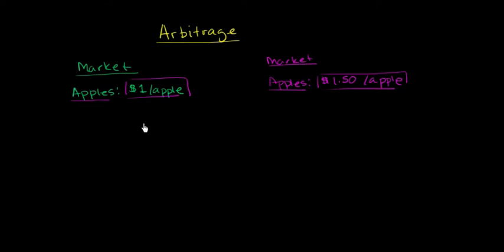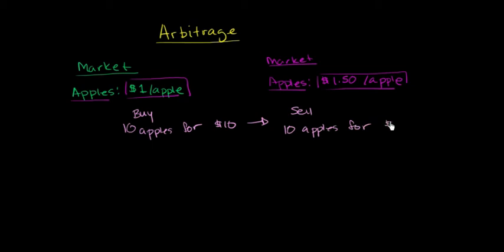You would go to this market over here. You would buy apples. Let's say you buy 10 apples for $10. And then you would go, maybe ride your bicycle a couple of blocks to that other market over there, and you would sell your 10 apples. So this is buy 10 apples for $10, and then sell those 10 apples for $15. And so you would make an immediate risk-free profit of $5. You're buying for 10, selling at 15.